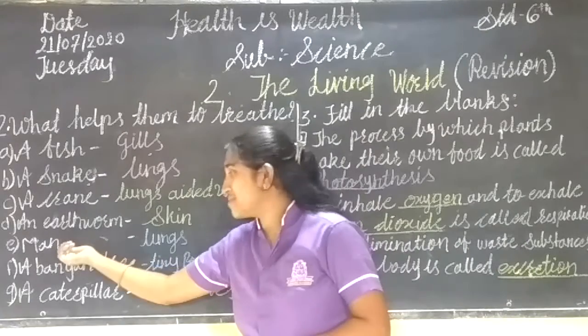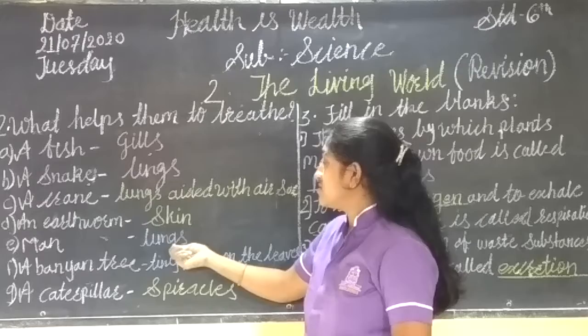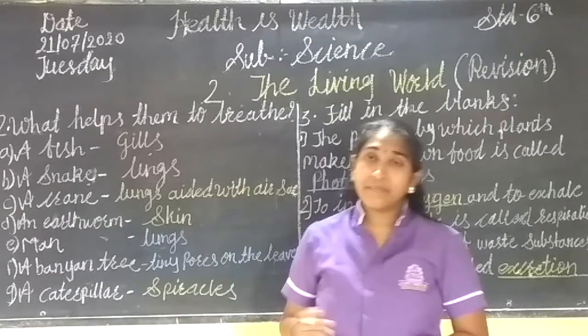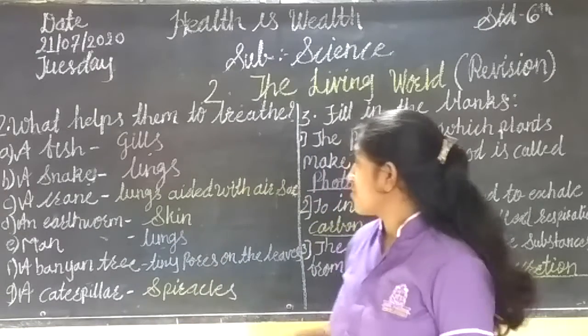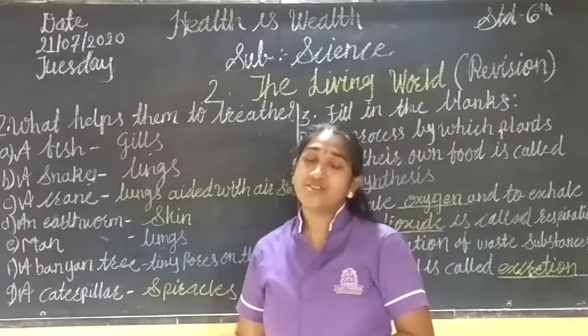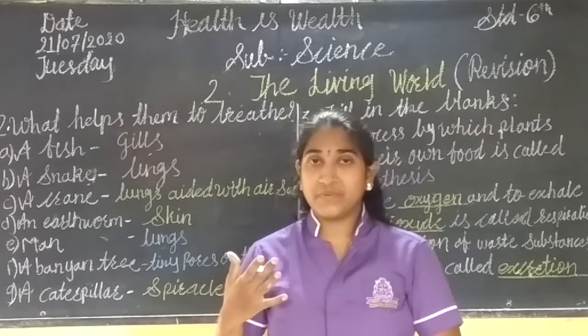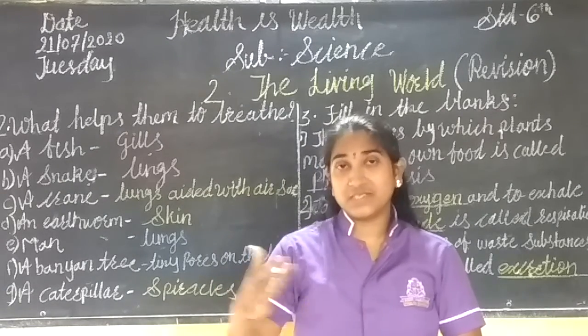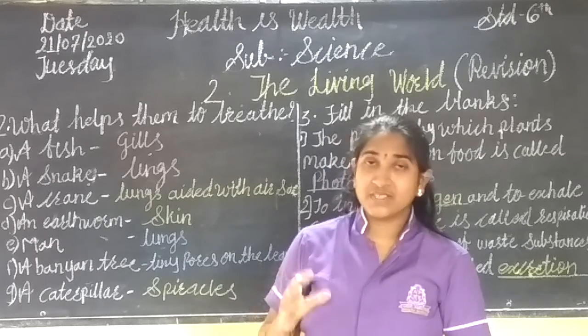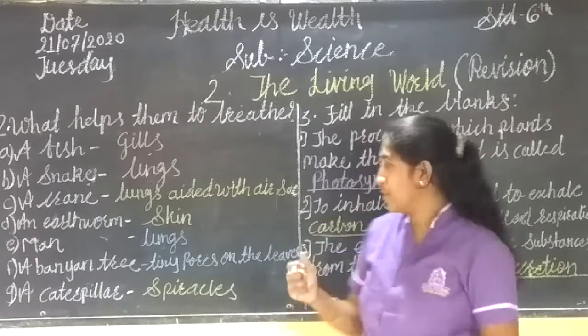Then next is the man. We know that. That is the lung. For man, what do we use? That is the lung. And from our diaphragm, we come to know how we are breathing, right? Our diaphragm moves up and down, up and down. It is a process that is always going on.